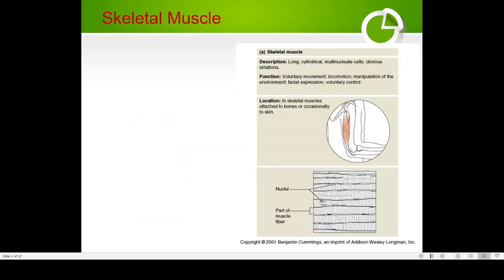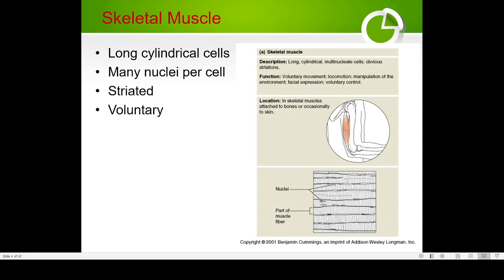That is why we call it striated muscle. Just for example, if you buy a shirt, sometimes the shirt will have stripes. That stripe is known as a striation. So there are two terms: you can call it a striped muscle or a striated muscle.